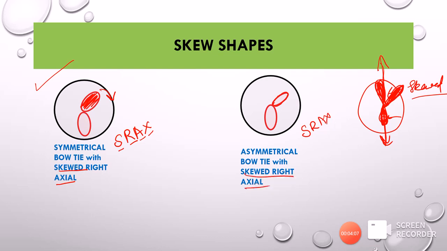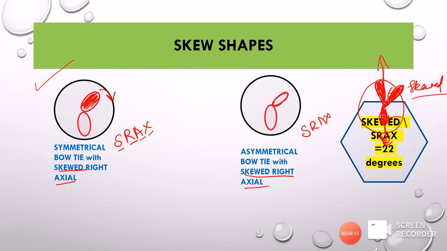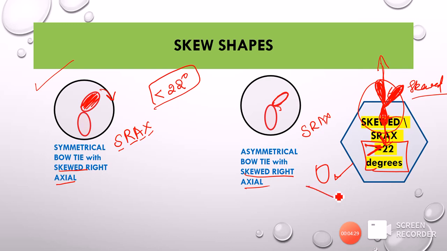Just like there was a twist in the symmetrical and asymmetrical, similarly in skewed also there is a twist, and the twist is that the skewed radial axis, this tilt, should always be less than 22 degrees. Wherever the skewed radial axis is more than 22 degrees or equal to 22 degrees, then you have to consider it as a risk of ectasia. Okay, I hope that is clear.